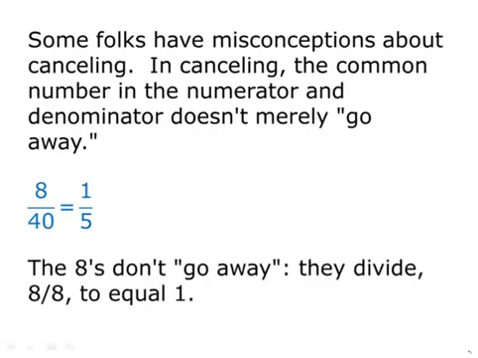The 8's don't go away. They divide 8 over 8 to equal 1. This is a crucially important idea for anyone who previously has been using the go away understanding of canceling.